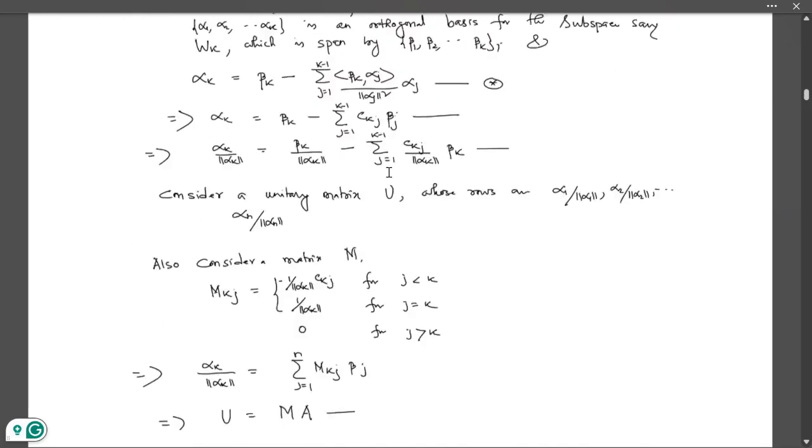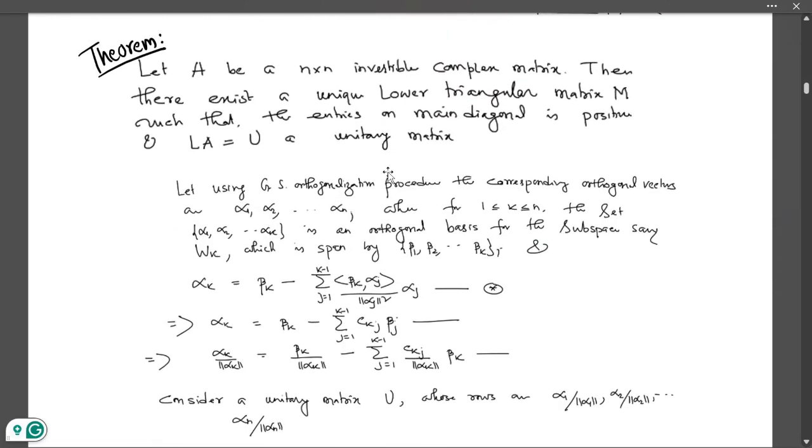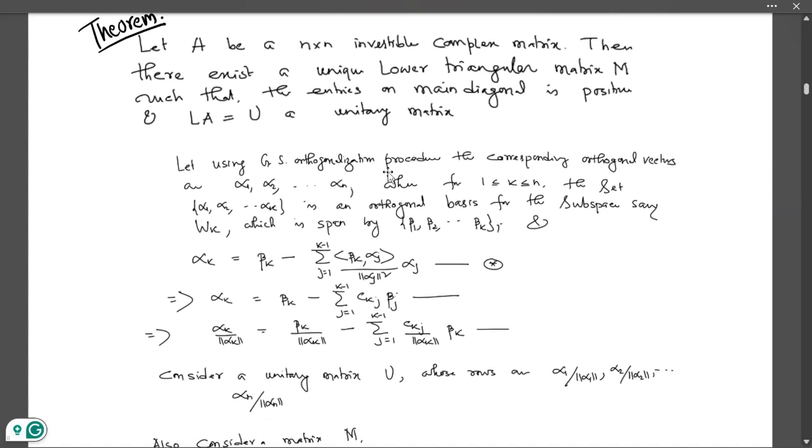I think this was the last theorem, maybe not the last, but this is the theorem from the last video. Let A be an n by n invertible complex matrix. Then there exists a unique lower triangular matrix M such that the entries of the main diagonal are positive and M into A is equal to U, which is a unitary matrix. This is nothing but, if you see, coming from Gram-Schmidt orthogonalization.